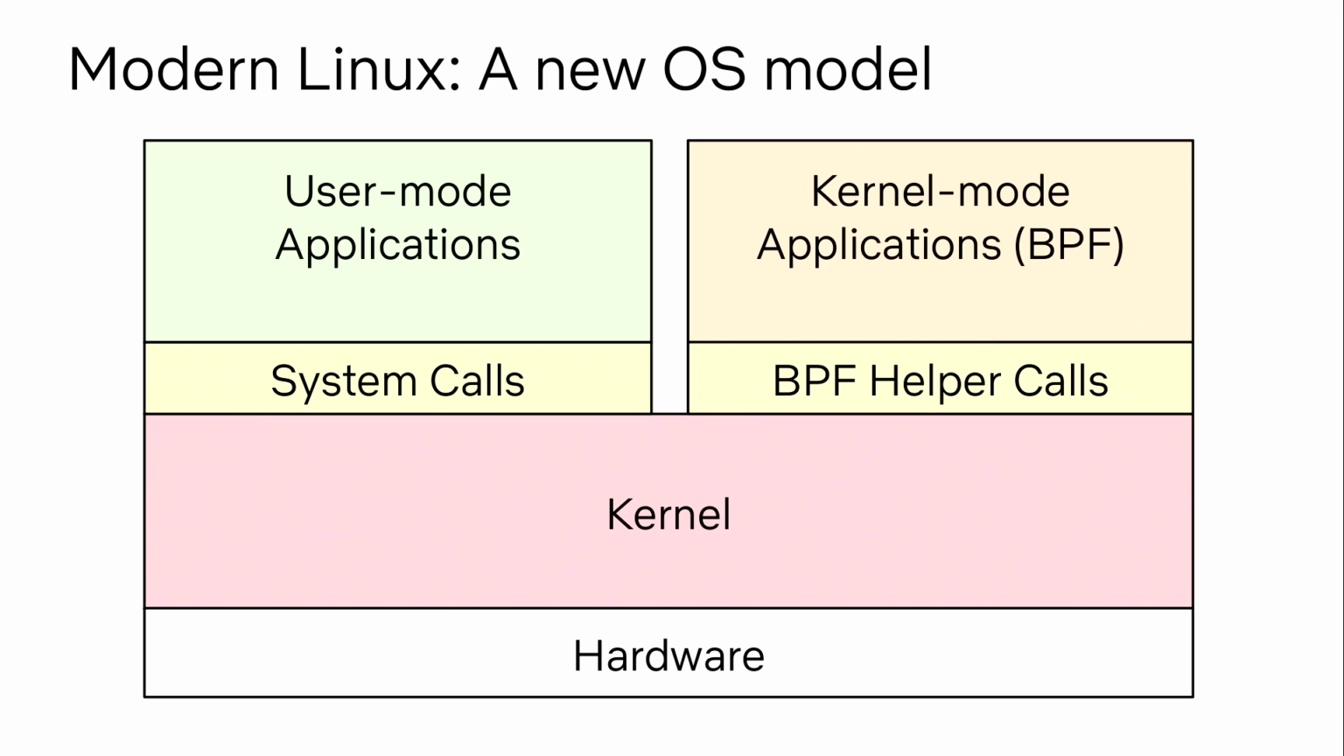With BPF, we have a new model. There is a new interface to the kernel. It's BPF helpers. The equivalent would be system calls for user mode applications. This allows you to write kernel mode applications that can access resources and run with high performance and efficiency and with guarantees of security.